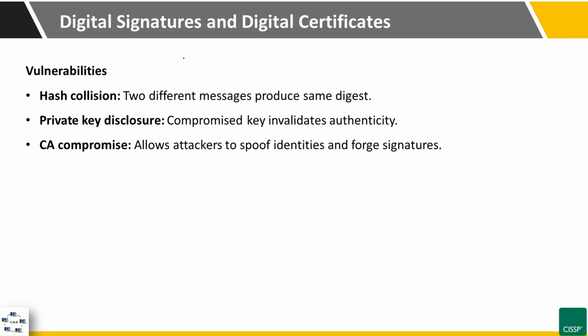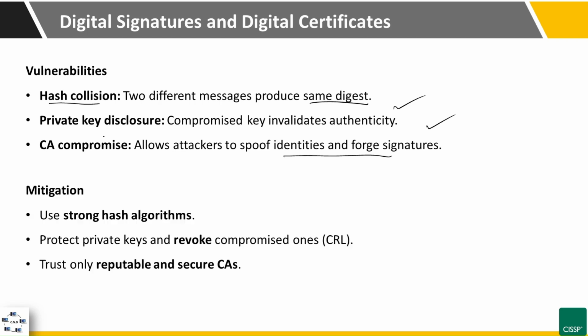What are some vulnerabilities inside digital signatures? These may be hash collisions, which means when two messages produce the same digest. Ideally, each message should result in a different digest, but if two different data messages or text messages produce the same digest, it means we have a hash collision. Private key disclosure: if the private key is compromised, it invalidates the authenticity. And CA compromise allows attackers to spoof identities and forge signatures if the CA is compromised.